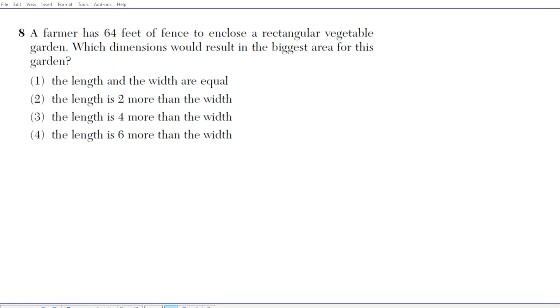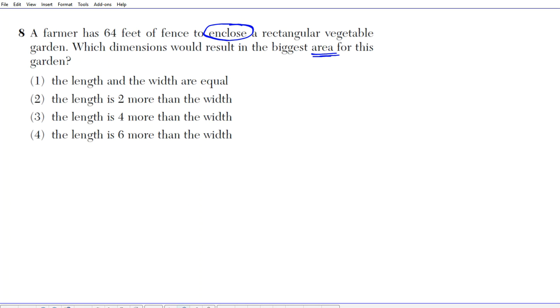All right, let's take a look at question number 8. It reads, a farmer has 64 feet of fence to close a rectangular vegetable garden. Which dimensions would result in the biggest area for this garden? There are two formulas we are going to be using for this problem. We're going to be optimizing the area, and then we talk about enclosure.